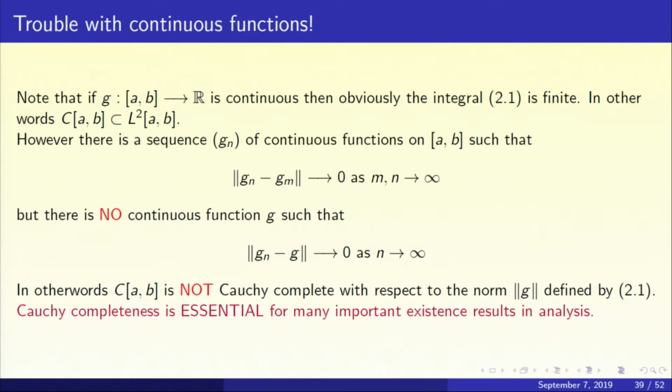In other words, you have a Cauchy sequence of continuous functions, which is Cauchy with respect to the norm 2.1, but the limit function g may not be continuous. The limit function g is in L2, sure, but it may not be continuous. So we cannot restrict ourselves to the class of continuous functions.